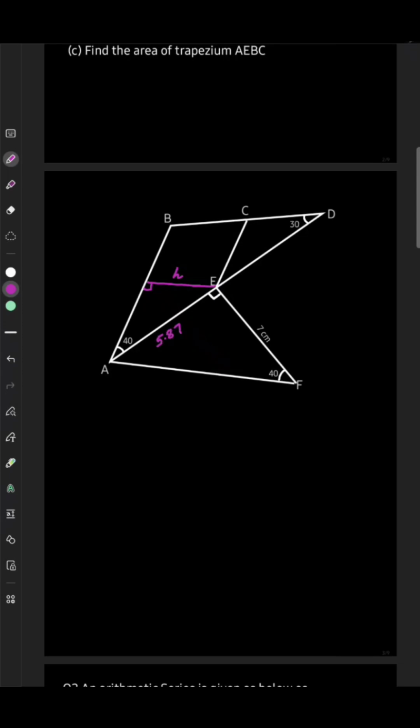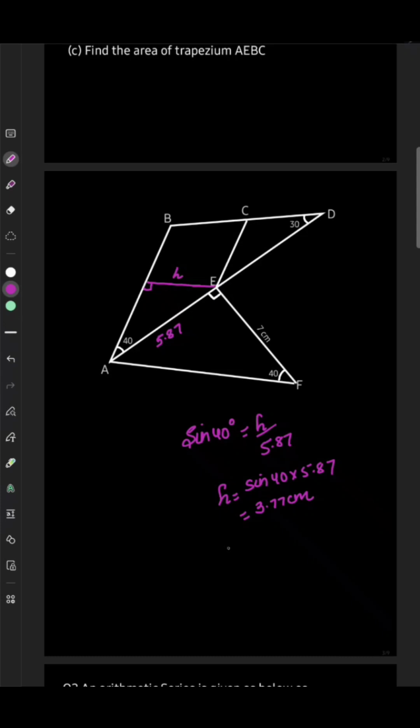Clearly we have this angle 40 degrees, and we are already aware of the value of AE, which is 5.87. So now I need to apply sine theta, which is sine 40, opposite over hypotenuse. So we can say opposite is your height and hypotenuse is 5.87. So from here I can calculate height as sine 40 multiplied by 5.87. That will give me the answer as 3.77 centimeters.